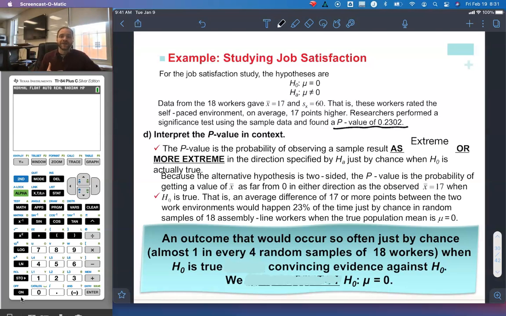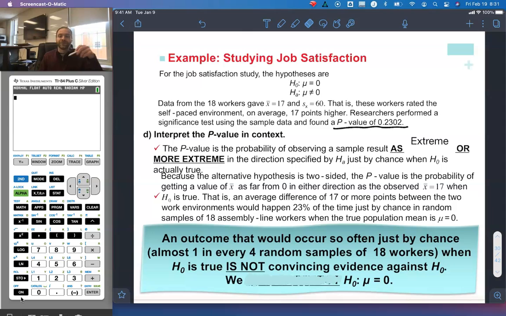So because the alternative hypothesis is two-sided, the p-value here is the probability of getting a value of x bar as far away from 0 in either direction as we observed, x bar equals 17, when the null is true. So in other words, an average difference of 17 or more points, that's more meaning towards the tails, between the work environments would happen 23% of the time just by chance in random samples of 18 assembly line workers if the null was true, if there was no difference. And what that means is our outcome, 0.2302, about 23%, that's about 1 out of 4.